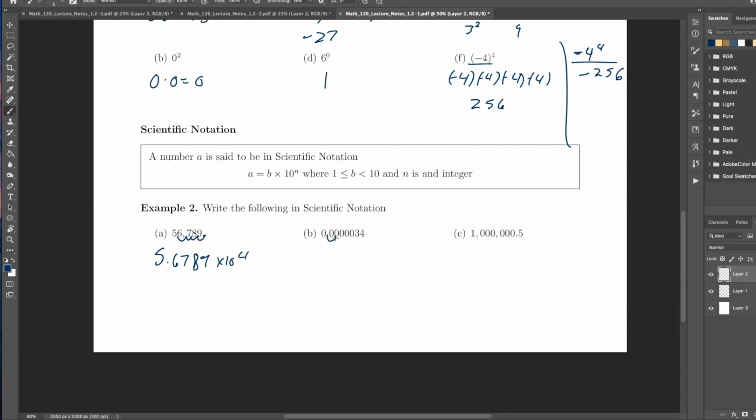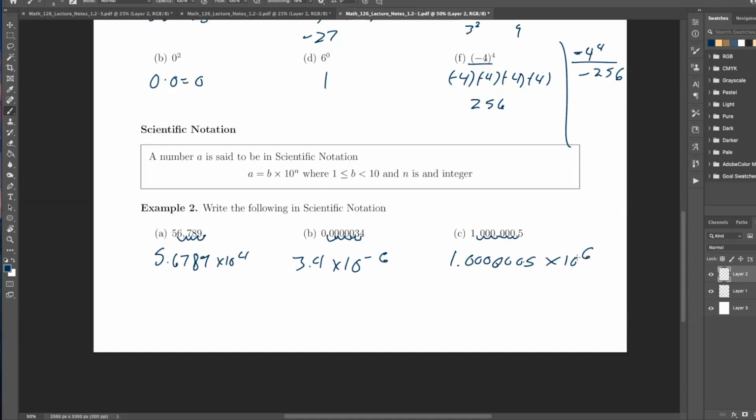Here, if I go backwards, it'd be 1, 2, 3, 5, 6. Remember, you have to make this a single digit. So it'd be 3.4 times 10 to the minus 6. And here, if I move this over, it'd be 1, 2, 3, 4, 5, 6. That'd be 10 times 10 to the 6.